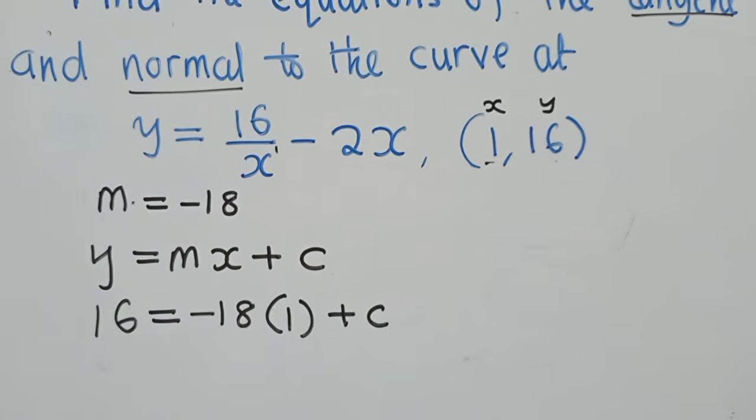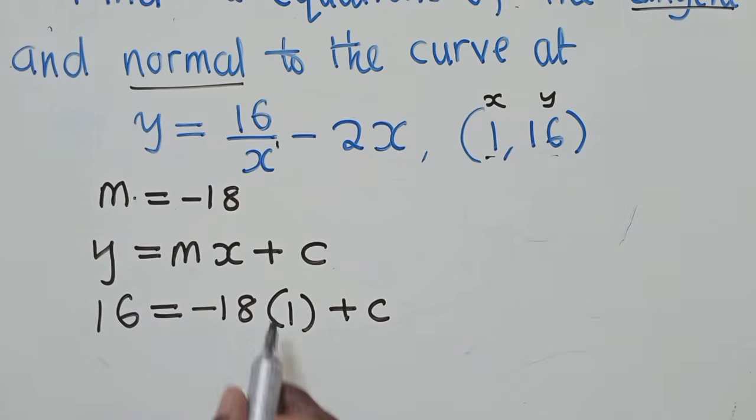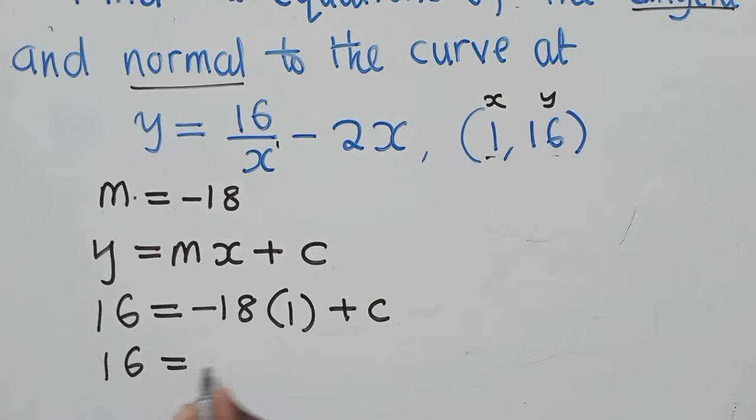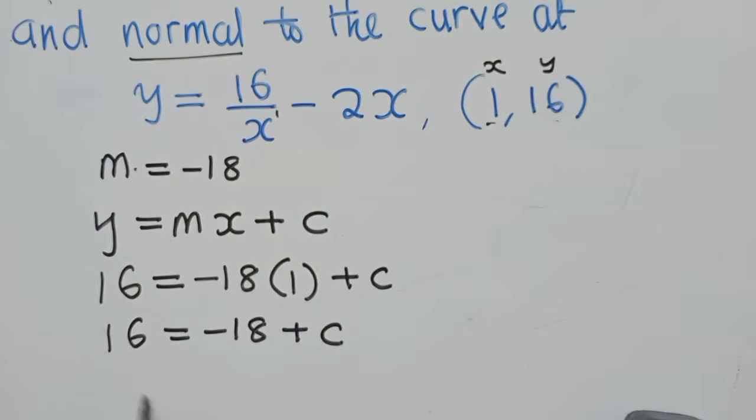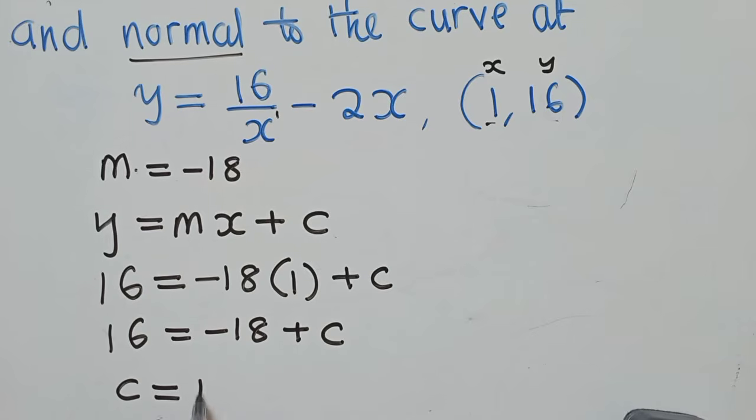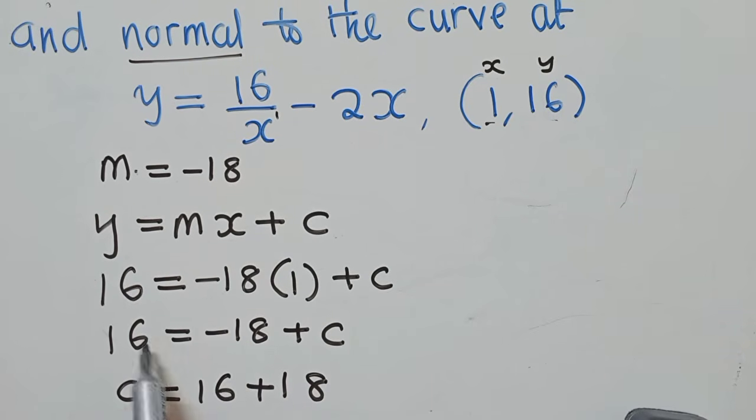All we are doing here is to solve for c. After solving for c, we come and plug in this formula. So our 16 is equal to negative 18 plus c, because negative 18 times 1 is negative 18. The next thing to solve for c, we shall say c is equal to 16 plus 18. We group the like terms, so this one will cross the equal sign. It was negative, it will be positive.